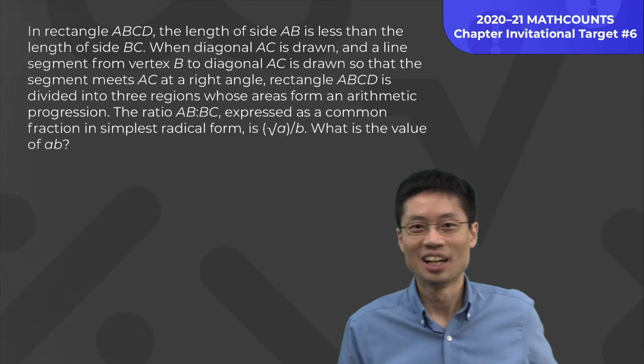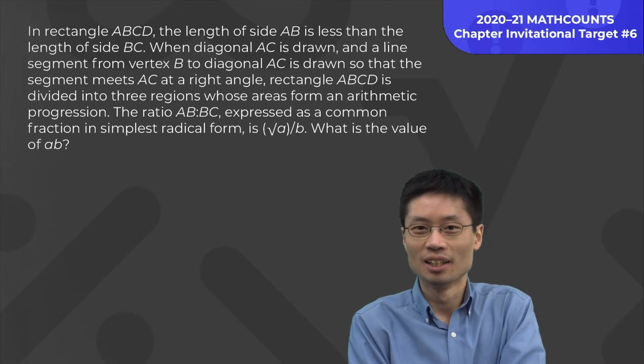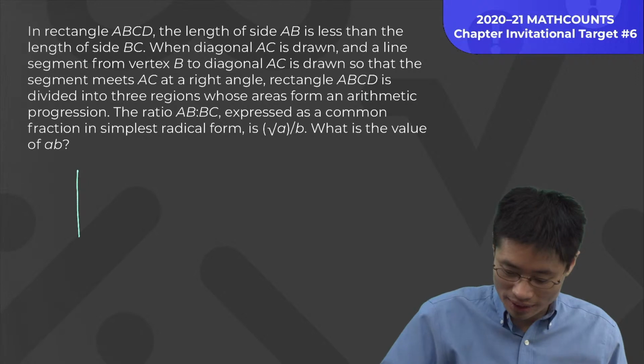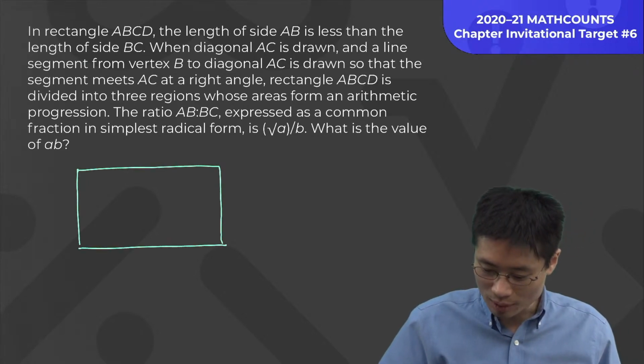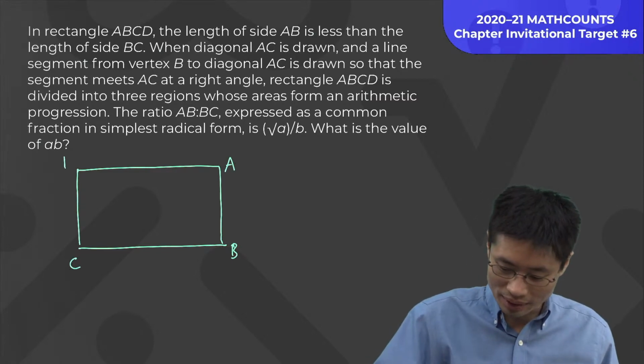These are getting hard. In rectangle ABCD, the length of side AB is less than the length of side BC. When diagonal, let's draw a rectangle first. So AB is less, all right? So I'm going to draw this thing. AB is less than BC. So that tells me it looks something like this. AB is less than BC.